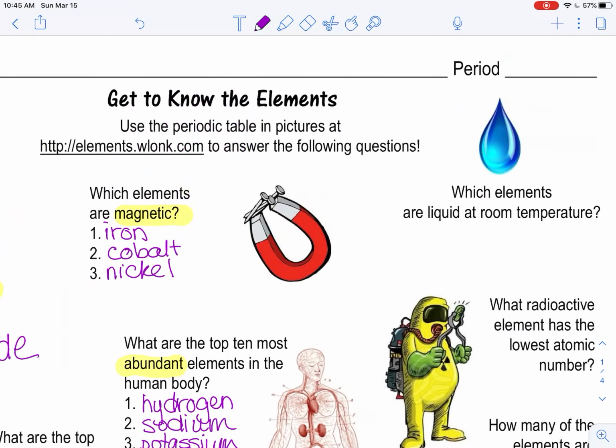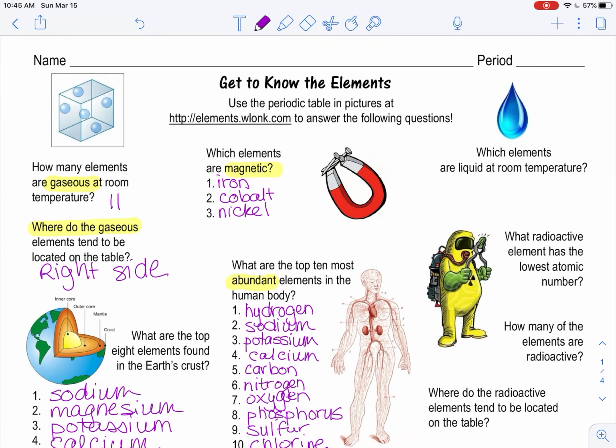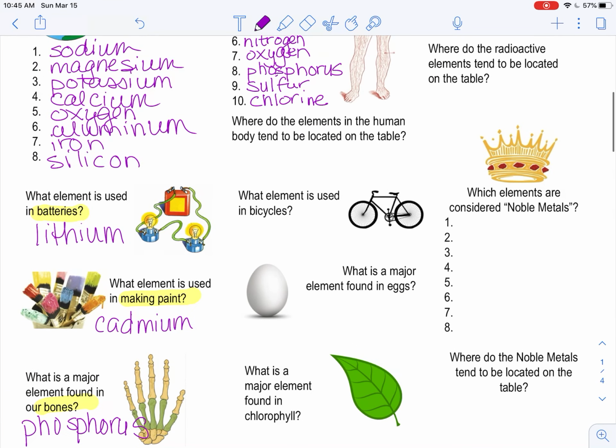Now it wants to know where are those elements typically found on the table. So let's go down and see. We had a few over here and a bunch over here. So we can say that they tend to be located on the right side. We could also say that they tend to be over here in the first 2 groups.